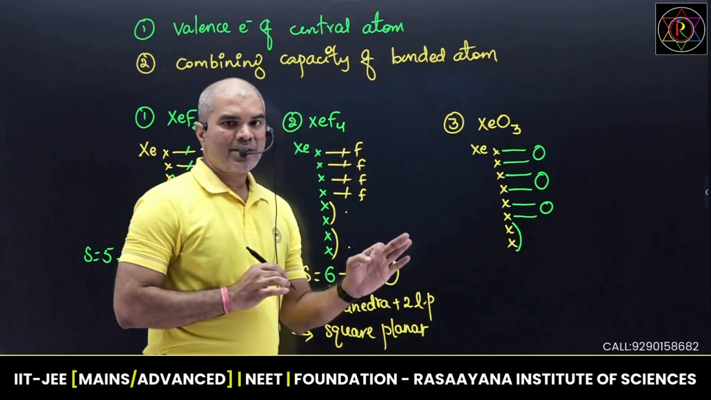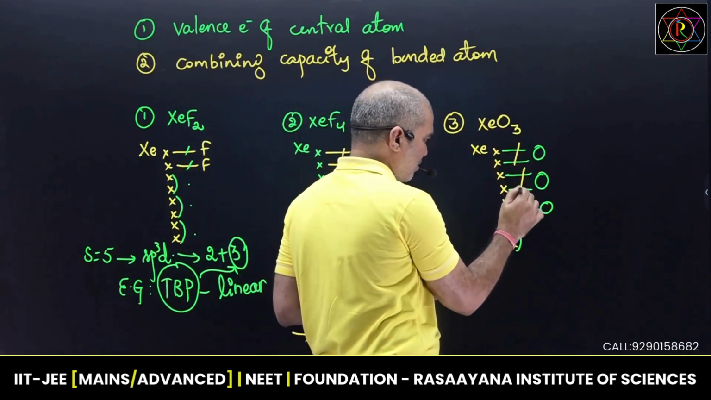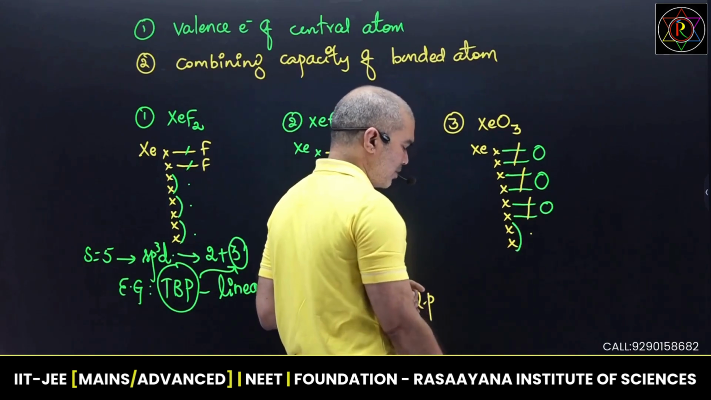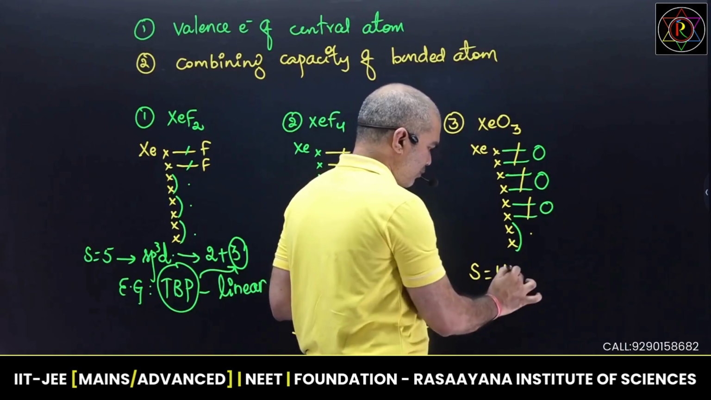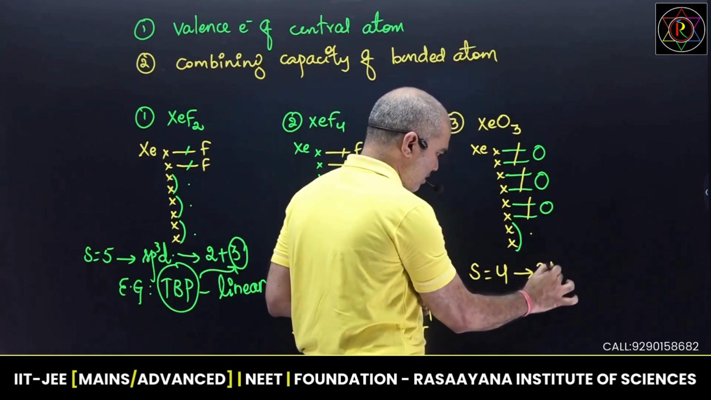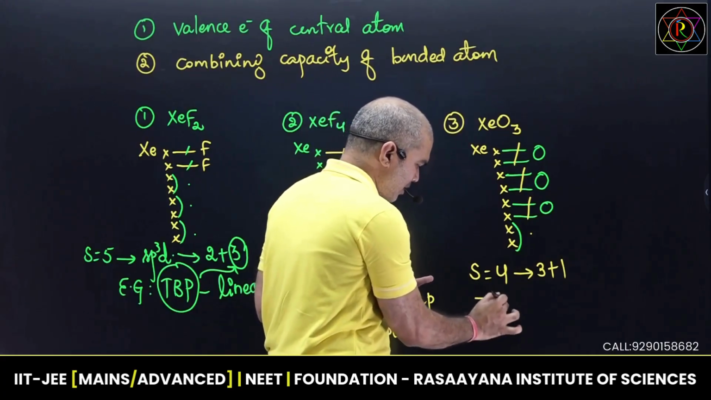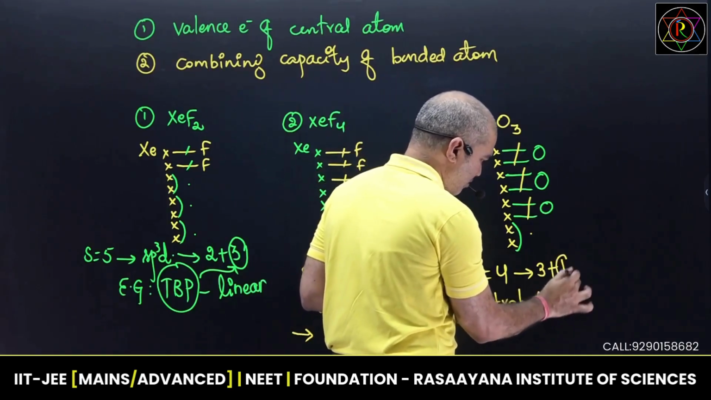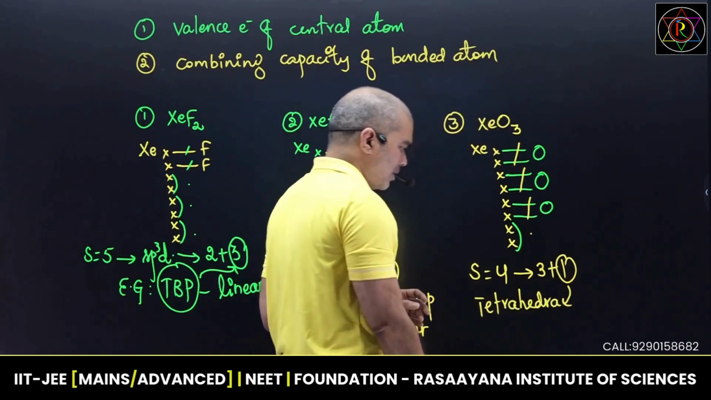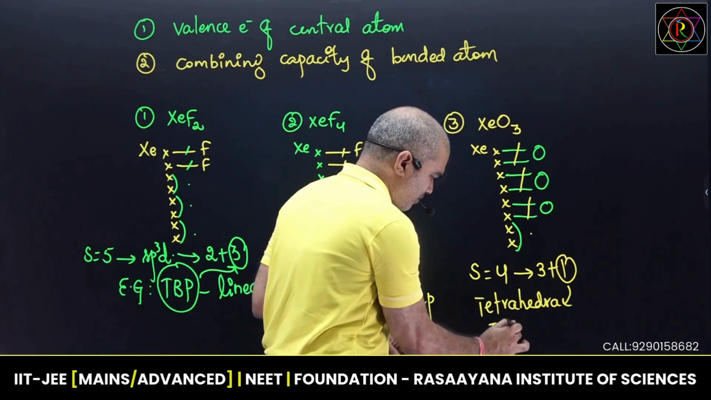Every multiple bond is considered as a domain. So now this is one domain, second domain, third domain. This is a fourth domain. Steric number or number of domains is 4. 4 is existing as 3 plus 1. Steric number 4 means the electronic geometry will be tetrahedral, with 1 lone pair of electrons. Molecular geometry or shape will be trigonal pyramidal.